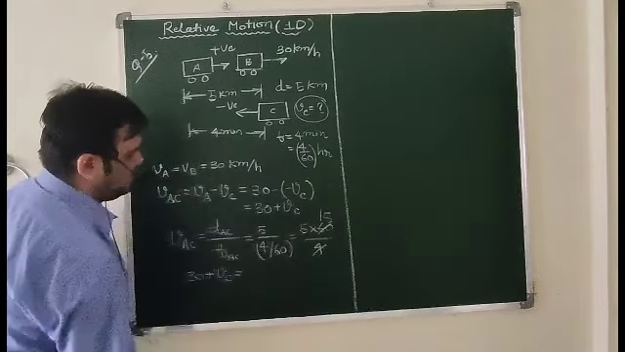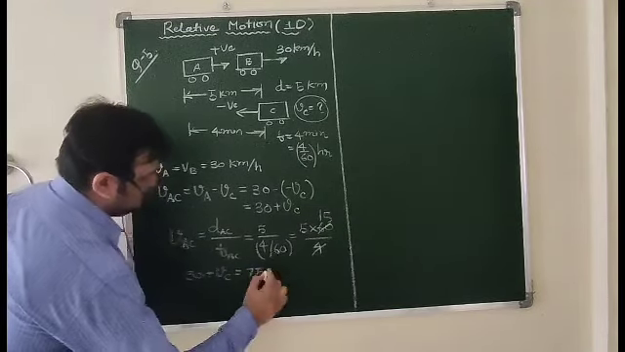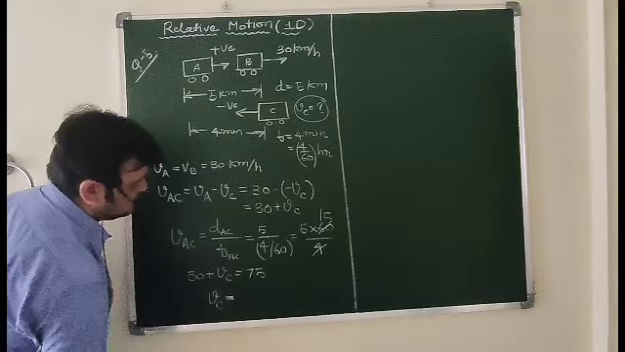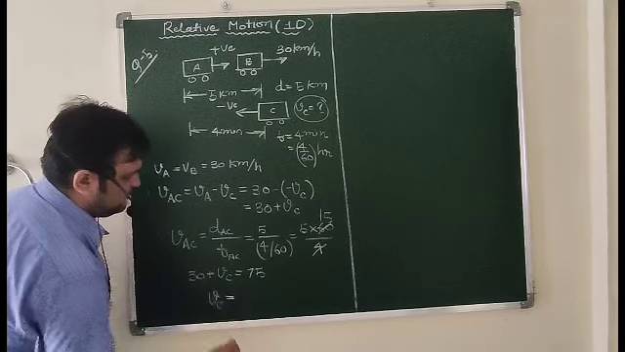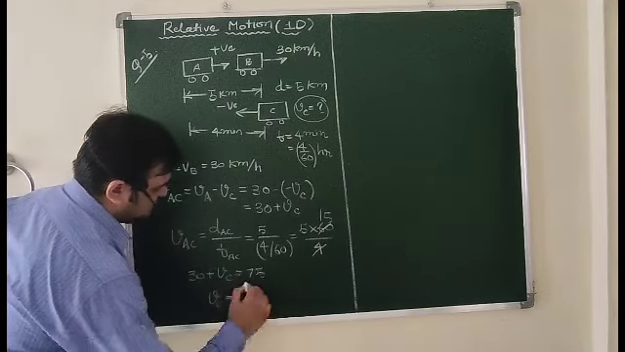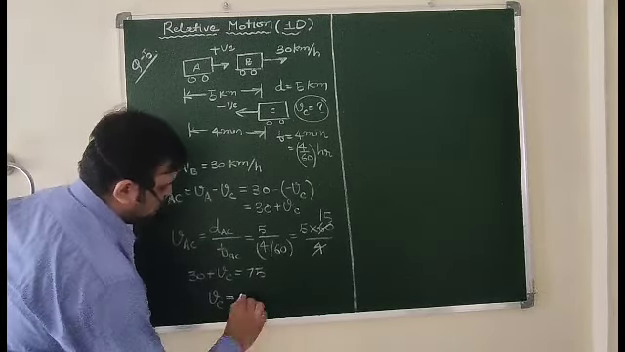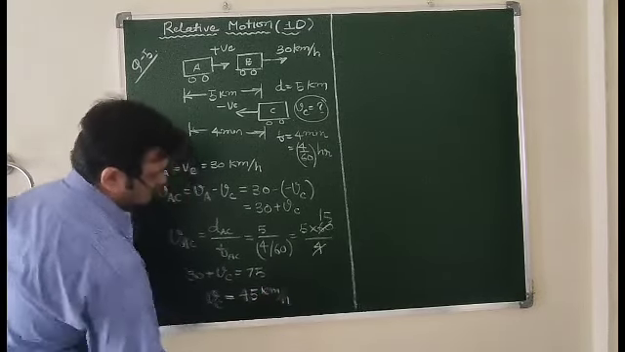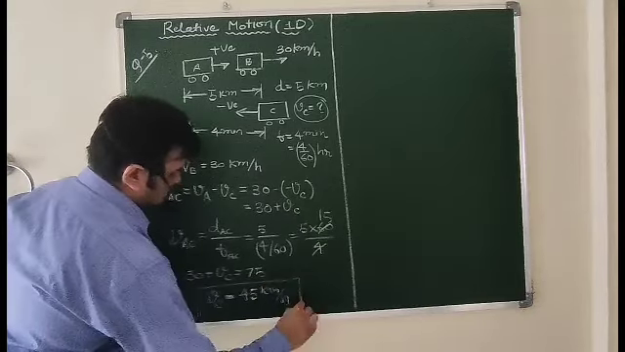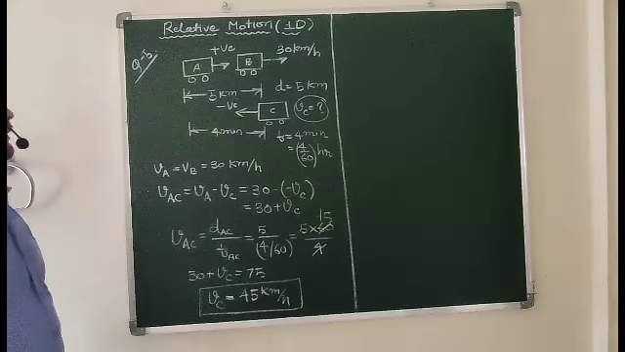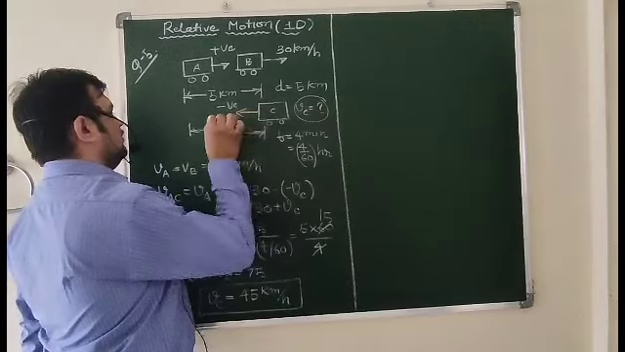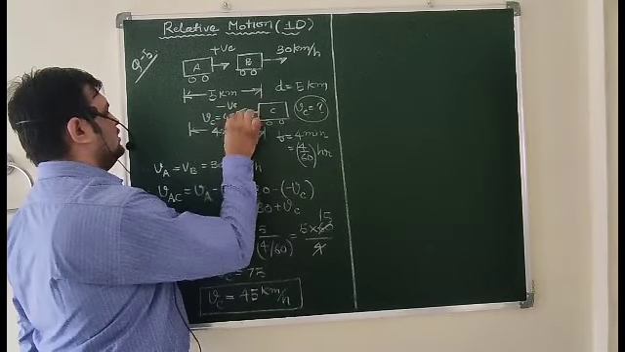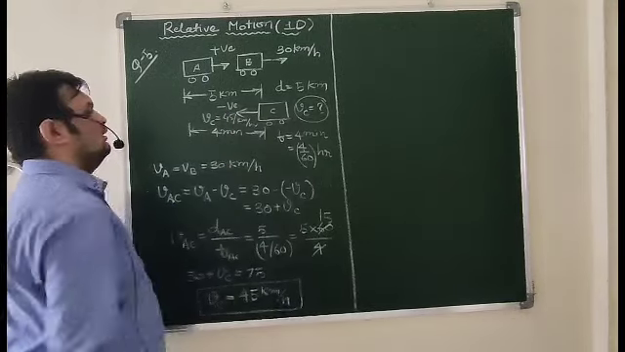So 15 into 5, that is 75. So ultimately the velocity of car C is 75 minus 30, so 45 km per hour. So finally, the velocity of car C is 45 km per hour.